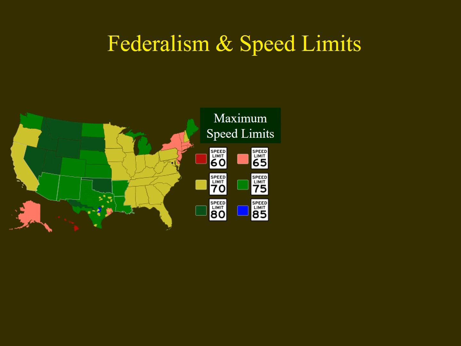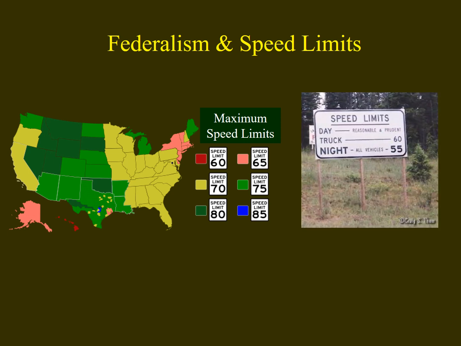Now, federalism can be kind of a difficult concept to think about, but let's start with just something like speed limits. Some states have a speed limit that might only get up to 70 miles an hour, others 80, 85. Well, look at this speed limit sign from the 1990s. Different states can have different speed limits because of federalism.